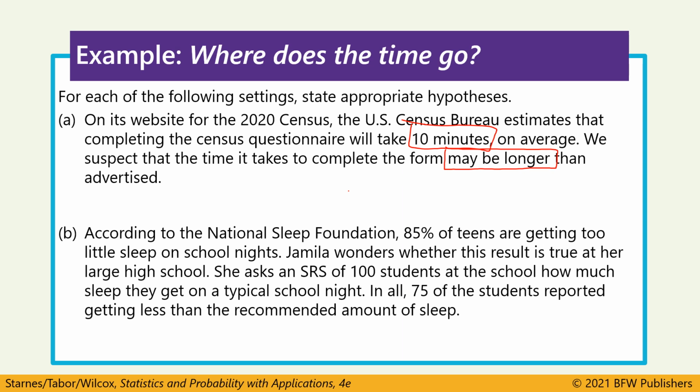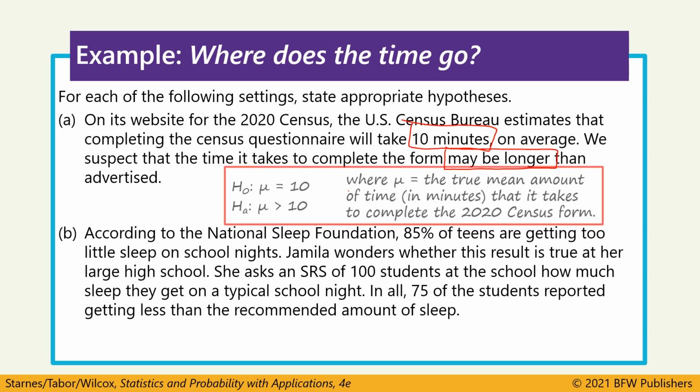It says we expect that this may be longer than advertised, which means the alternative is mu is greater than 10. We also note the parameter. In this case, mu is representing the true mean amount of time in minutes that it takes to complete this form. Part B, according to the National Sleep Foundation, 85% of teens are getting too little sleep on school nights.